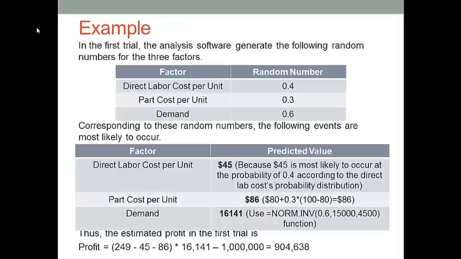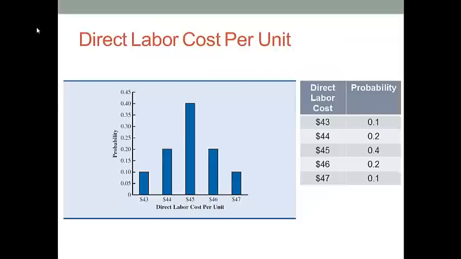Suppose in the first scenario, we get 0.4 as the random number for the direct labor cost, 0.3 as the random number for the part cost, and 0.6 as the random number for the demand factor. When we look up the probability distribution of the direct labor cost, we find that $45 is the most likely value for the direct labor cost if the probability is 0.4. So in the first scenario, we identify that the value for the direct labor cost should be $45.